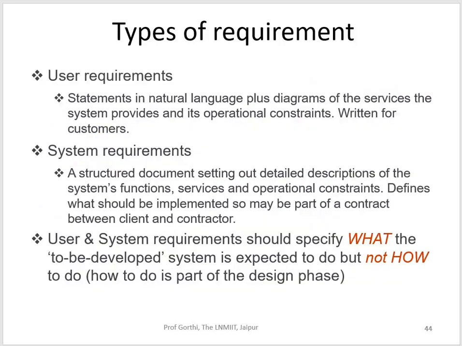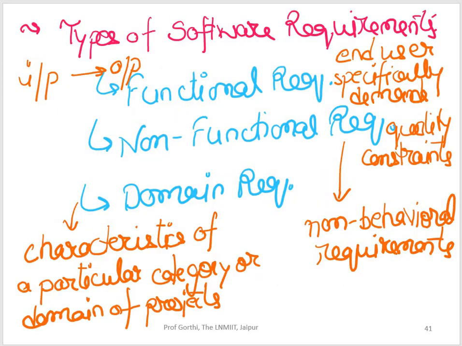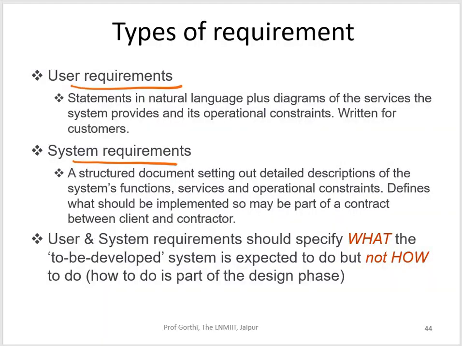Now, these are the types of requirements. One is your user requirements, another one is your system requirements. Now, don't get confused. These are the types of requirements and these are the types of software requirements. In case of user requirements, the statements in natural language plus the diagrams of the services the system provides and its operational constraints are added. And these are basically written for the customers.